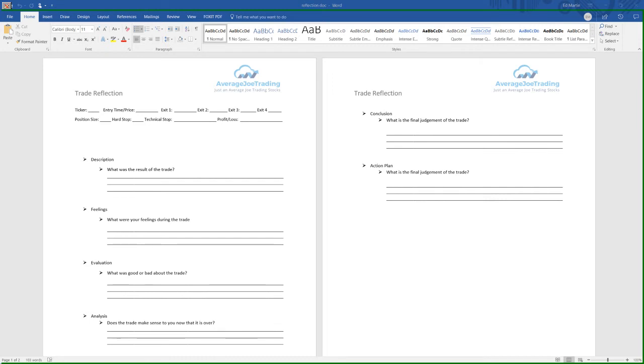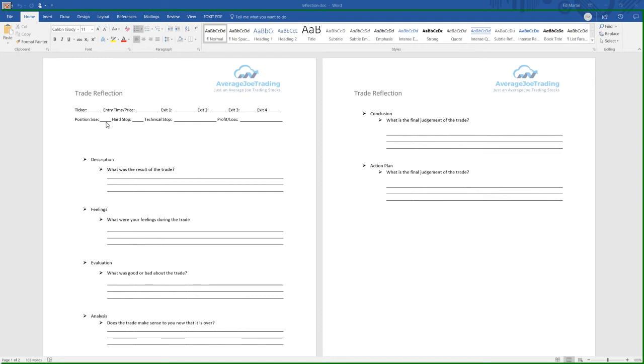So we'll keep flipping back and forth here. Okay, so let's say this morning it was AKAM. That's the ticker that we used, that I traded. I entered at 55.75. Okay, my position size was 200 shares.